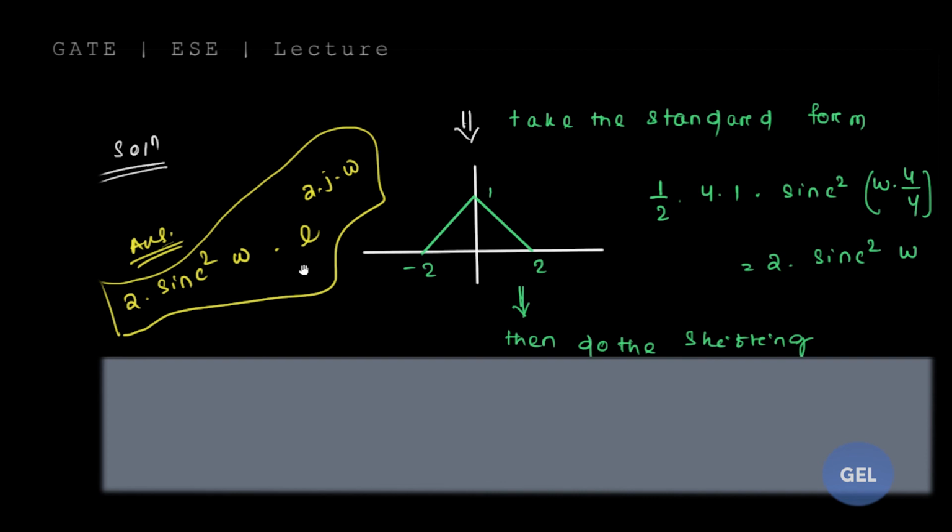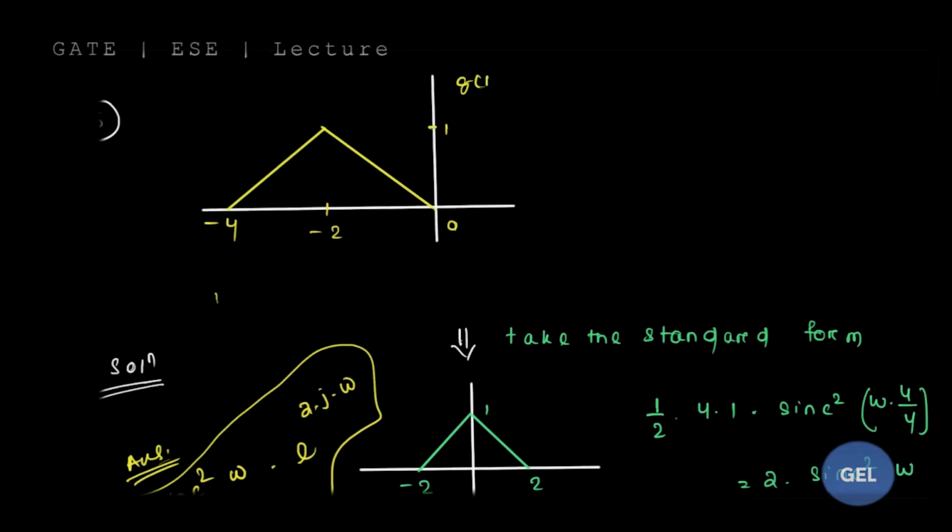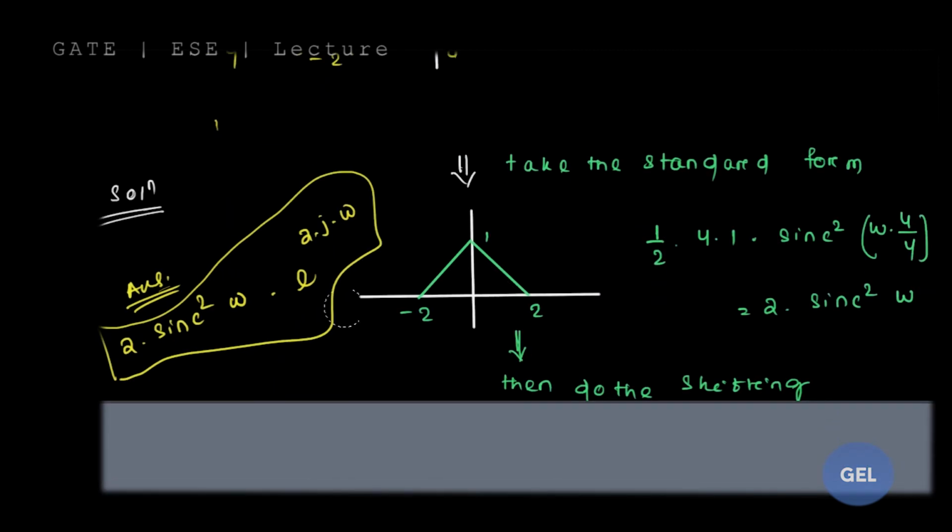Do not do it in this way. First you just take it out like g of t minus 2, whatever the function value, let's say g of t. So don't go from g of t to g of t minus 2 and convert it from g of t minus 2 to g of t into e to the power minus 2j omega. Just don't do it. It's the wrong way of doing it. Do it in this way. First find out the standard format, and after finding out the standard format, convert it to your required form.